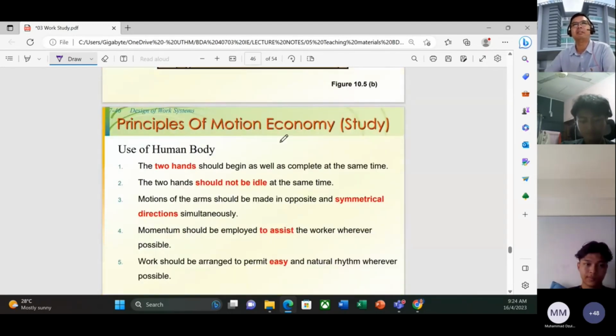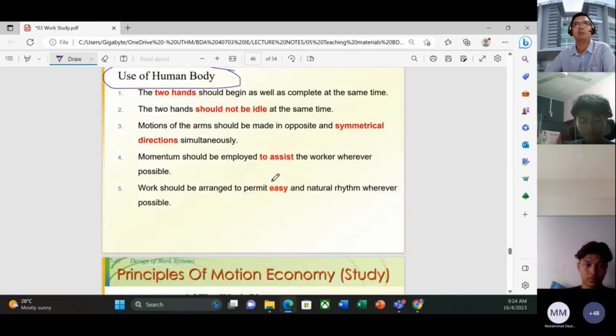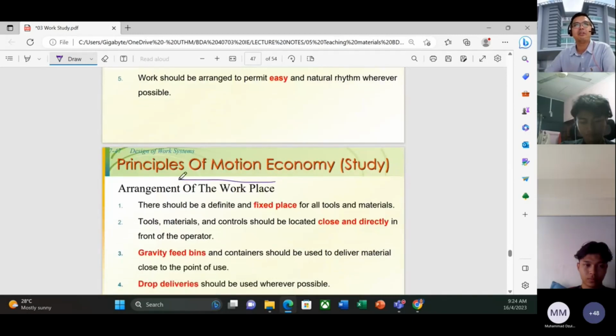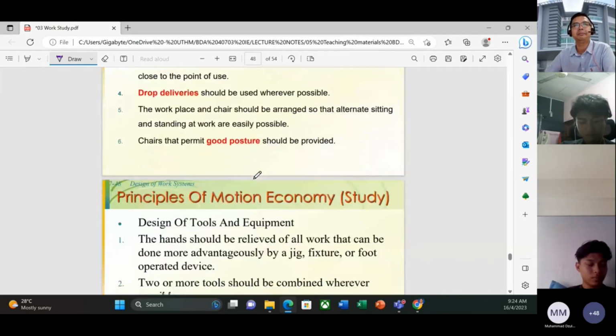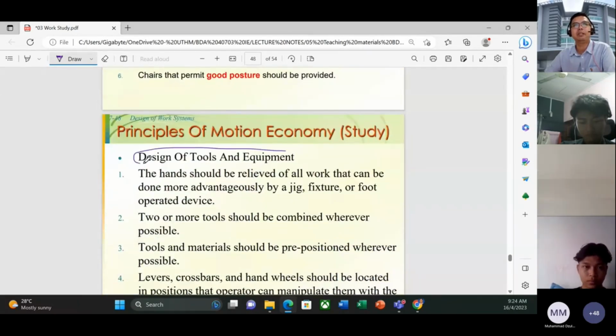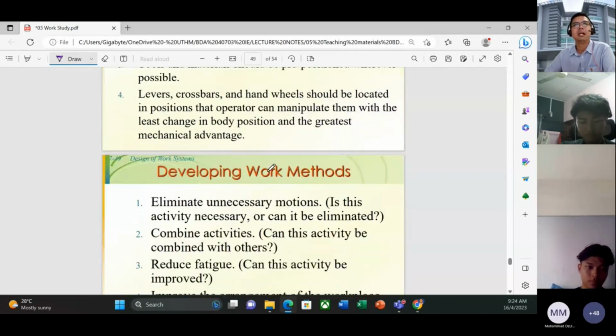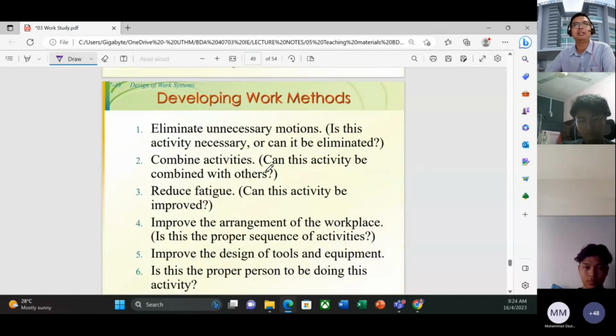Another principle of motion economy is to use the human body. I will not touch on the details. Next, the arrangement of the workplace. If you are using motion economy study, design the tool and equipment, and develop the work method. Eliminate unnecessary motion.